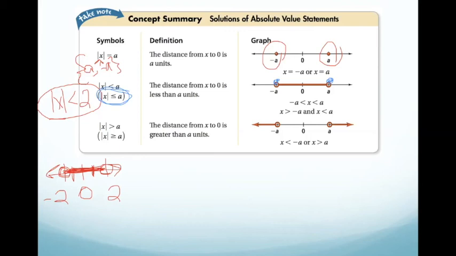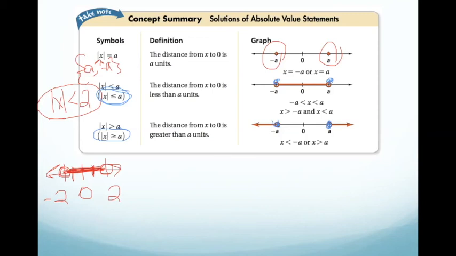And then again, if we had an or equals to, then these dots are colored in. So if it's or equals to, the dots are colored in. Without an or equals to, the endpoints are hollow circles, empty circles.